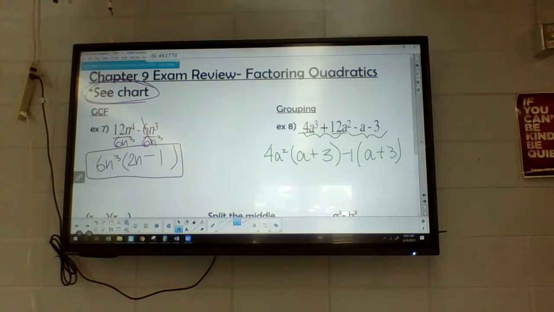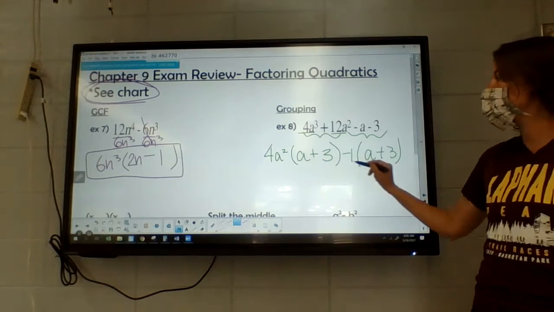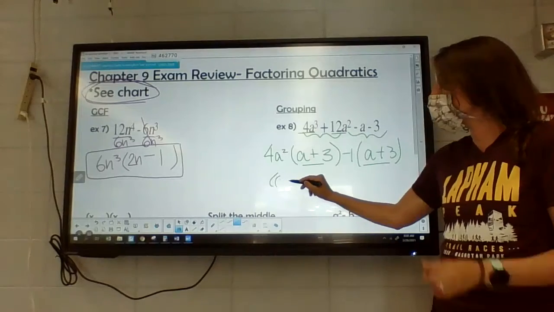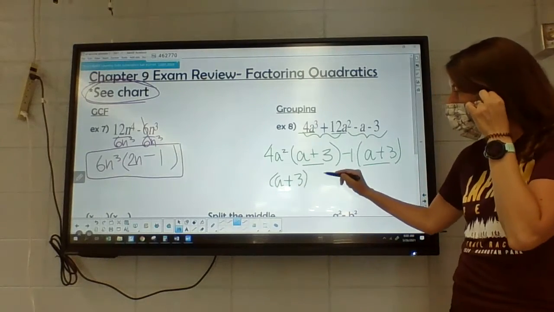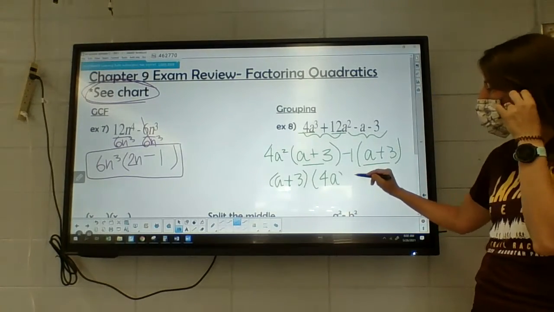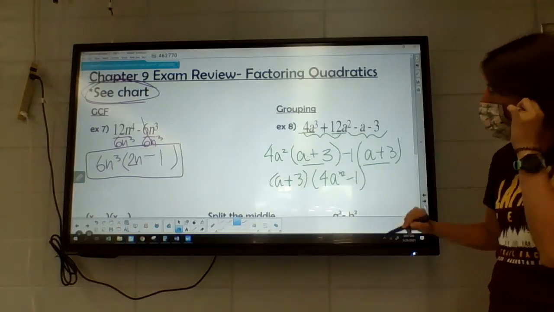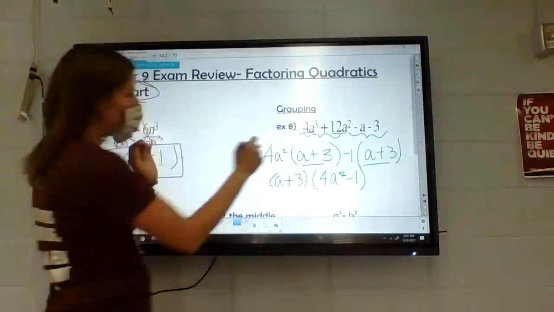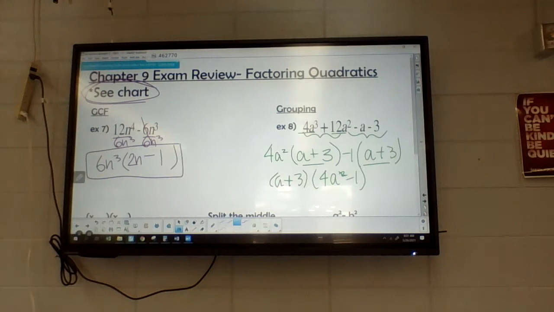This is kind of an advanced one here. So we have the same thing twice. We have a plus 3. And then I'm left with 4a squared minus 1. Right? Yeah, so if you stopped here, did pretty well. I mean, you factored by grouping.